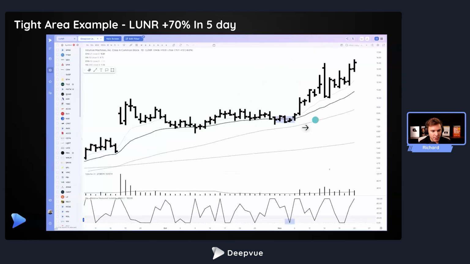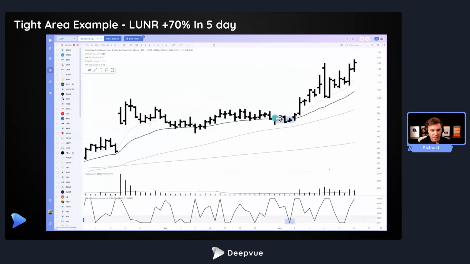Another example, Lunar, another really fast mover. Within this base, look at what happens right before it takes off. We get an RMV tight signal, just like that. Tight area forms right near the 21 EMA. We get expansion up, volume starts to come in, and then it gets extremely volatile up here.